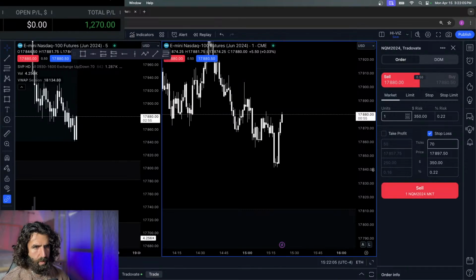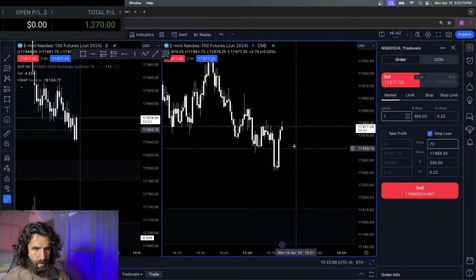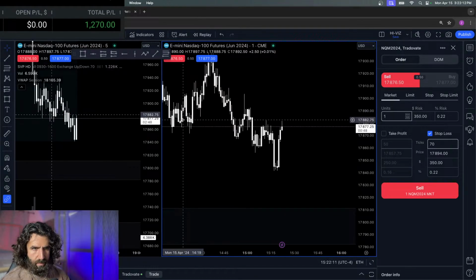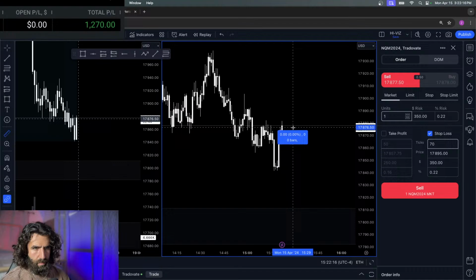Oof, big push up. I might just give it a second. I think it's coming back down, but I don't want the stop. I'm going to see if it taps this level right here. $40, $50, $60.